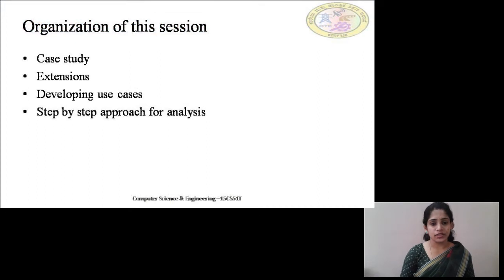In the previous session, we discussed the case study of the student management system, and we also did an activity on how to draw a use case diagram of our own for the given applications. In this session, we'll see the case study of ATM transaction, extensions, developing the use cases, and lastly, a step-by-step approach for the analysis of these use cases.